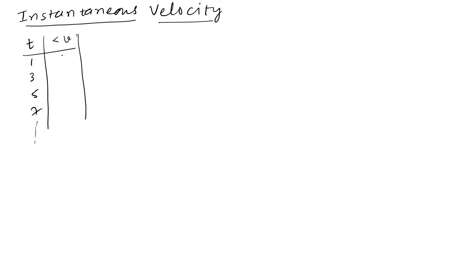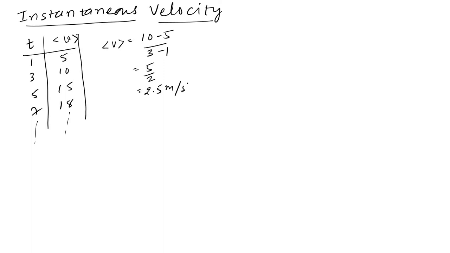I have different speeds over here, say 5, 10, 15, 18, and something like this. So you can see it's not a straight line relation. At different time intervals, I have different average velocity. So I can find out in a particular time interval how much the average velocity is. Say in the first time interval, the average velocity is going to be (10 - 5)/(3 - 1), so that is going to be 5/2 or 2.5 meter per second.